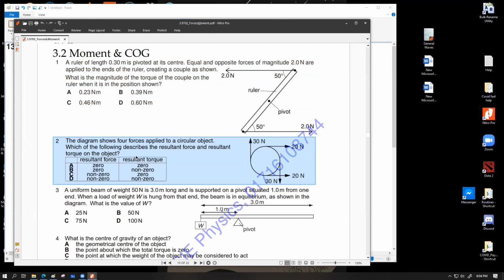Number 2 says: the diagram shows four forces applied to a circular object. Which of the following describes the resultant force and resultant torque on the object? So let's take this question out and have a look at it.